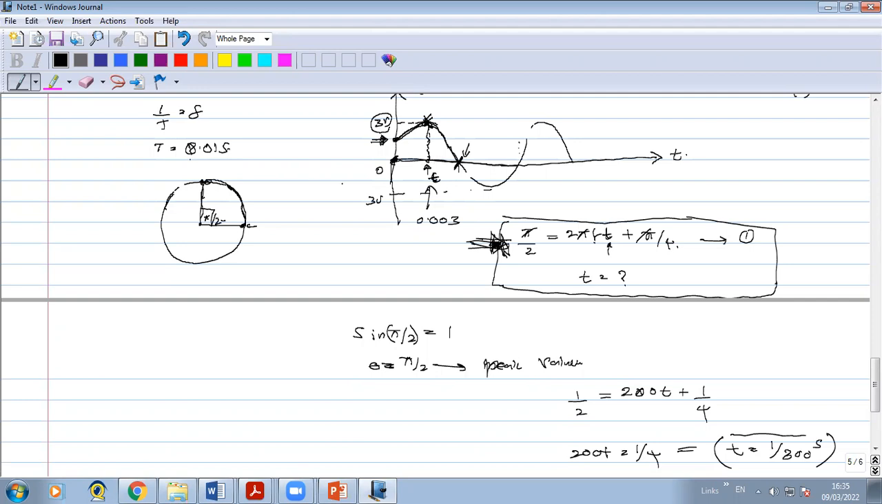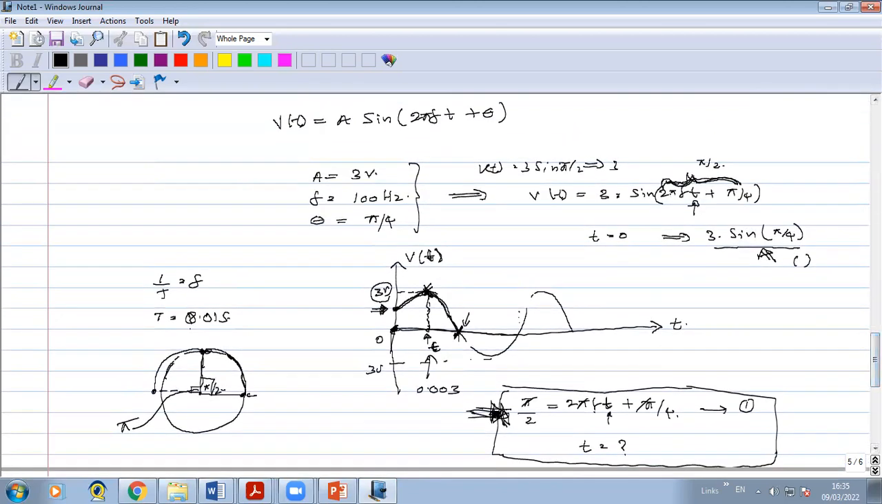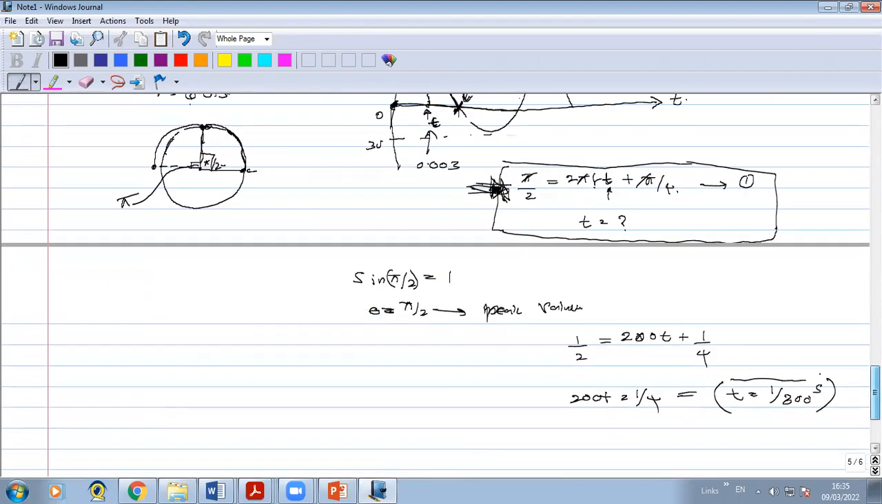You can see why this becomes 0 again when this point comes to this point. At that time it is totally pi. So what you have to do to find this value is equate this whole term to pi. So you will have pi is equal to 2 pi f t plus pi by 4. Then you can find the t here.